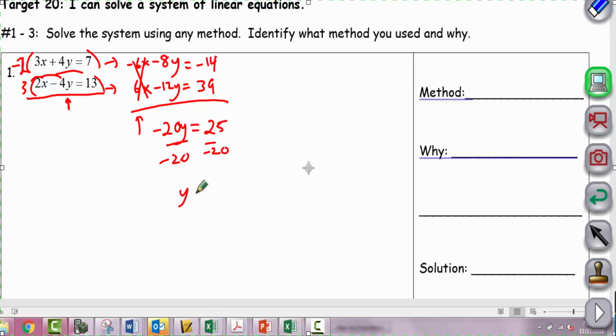And we get y to be, and you gotta reduce it. You can take a 5 out of both of these, and you get negative 5/4, which is the same thing we got a little bit ago. Now in this case, I still have to plug this into one of the equations. So 3x plus 4 times my y, which would be negative 5/4, equals 7.